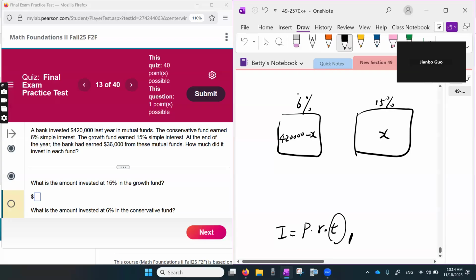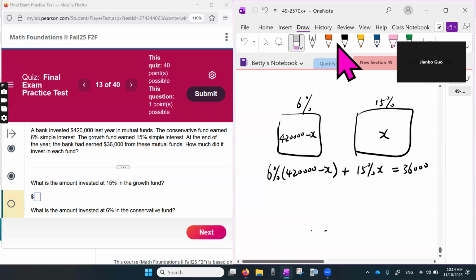The interest from the first box is 6% times 420,000 minus X. The interest from the second box is 15% times X. Together, the interest is, it tells us, 36,000. Okay, then let's solve the equation to find the result.